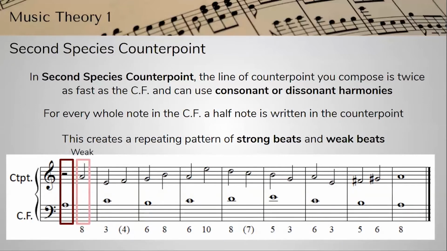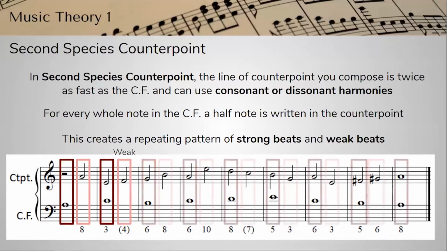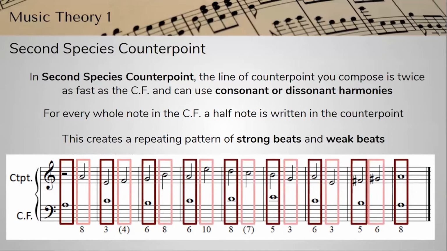Then the second beat in that measure is a weak beat. This measure, where we have a C in the cantus firmus and an E in the counterpoint, that is a strong beat. Then we have a weak beat, where we have a note by itself. And that pattern continues throughout the entire second species counterpoint example. So we always have this meter, this repeating pattern of strong beats and weak beats.